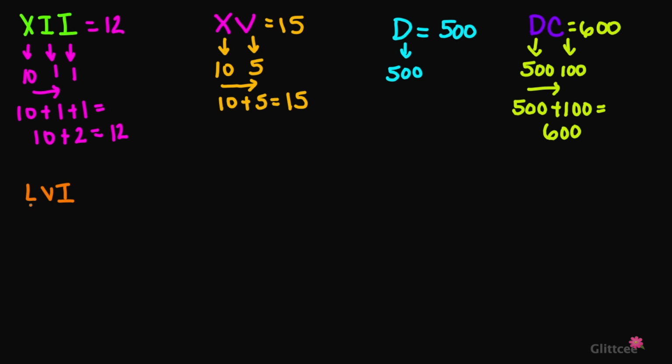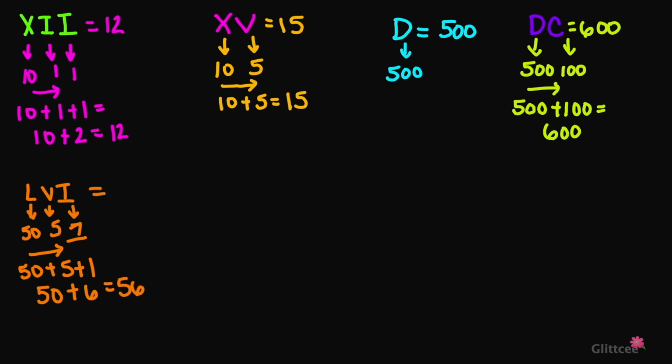LVI. So Roman numeral L is 50. Roman numeral V is 5. And then Roman numeral I is 1. So I'm going from a big number to a small number. I'm going to add 50 plus 5 plus 1. It's going to be 50 plus 6, and this is going to equal 56. So LVI is 56.